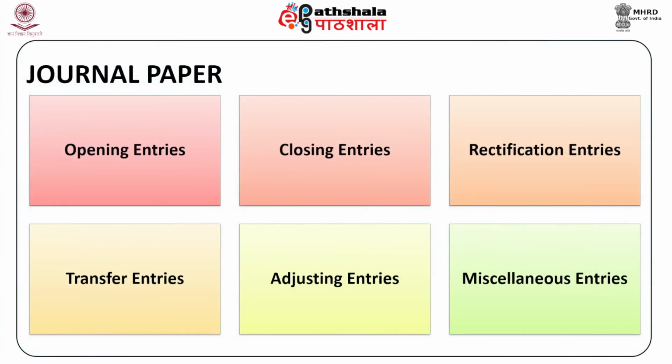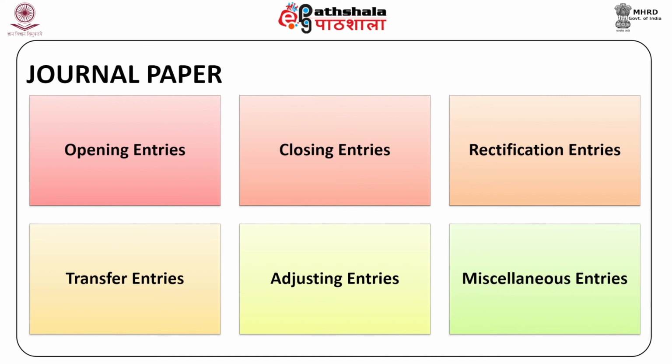Number 1, opening entries. The opening balances of assets and liabilities are journalized in the journal book when books are started for the new year. Number 2, closing entries. At the time of preparation of final accounts, at the end of the period, the nominal accounts are transferred to the trading and profit and loss account. This is done through closing entries. Then number 3 is rectification entries. These are passed to rectify the errors that have been committed.